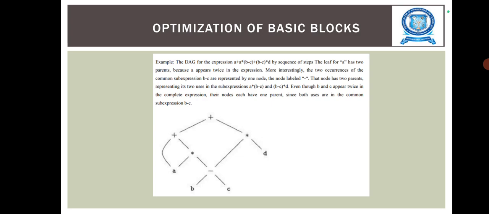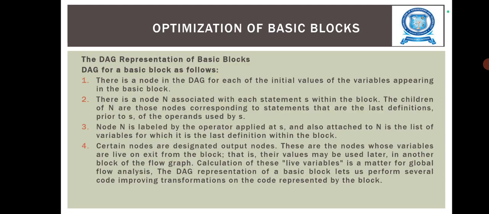The node labeled minus has two parents representing its two users in the sub-expressions a * (b - c) and (b - c) * d, even though b and c appear twice in the complete expression. They are nodes that have one parent, since both the users are in the common sub-expression b - c.